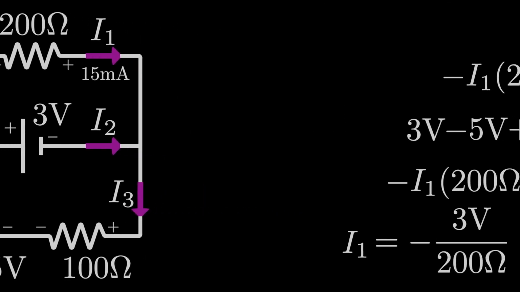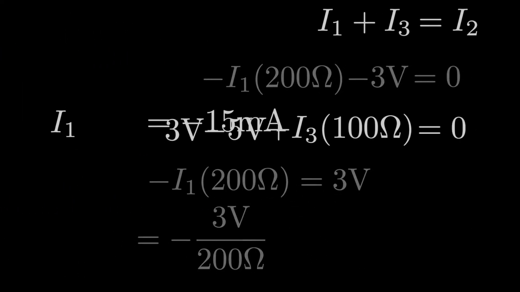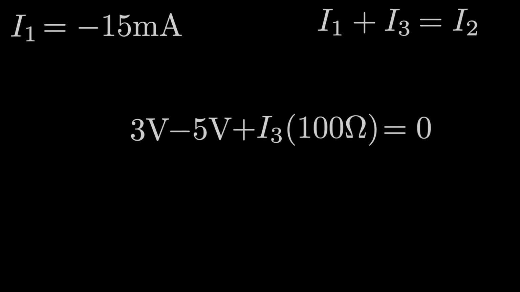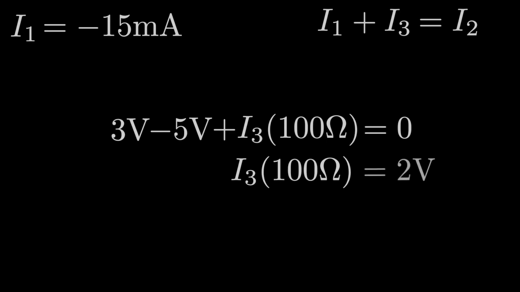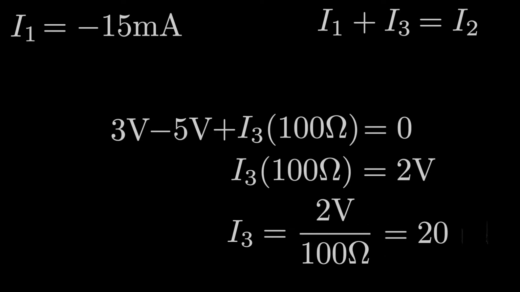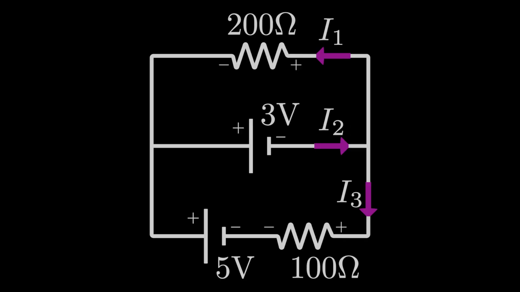So now, just for kicks, why don't we solve for I3 while we're at it? We've lucked out with this equation here because we have a single variable I3 in a single equation. So adding 5 volts and subtracting 3 volts on both sides gives us I3 times 100 ohms is equal to 2 volts. Then I3 is just 2 volts divided by 100 ohms, or positive 20 milliamps. Because it's positive, our assumption for the direction of I3 was correct. It really is to the right, as in our original circuit.